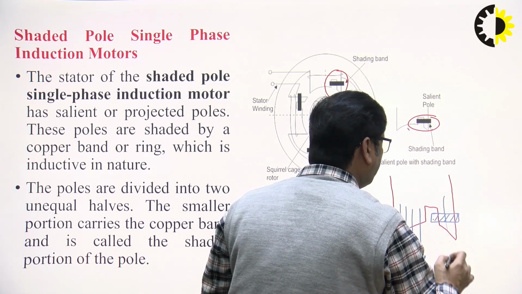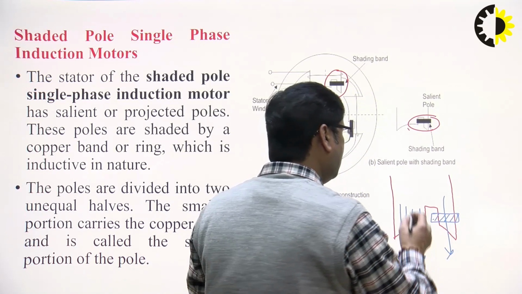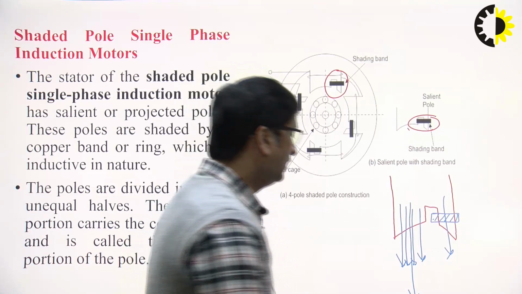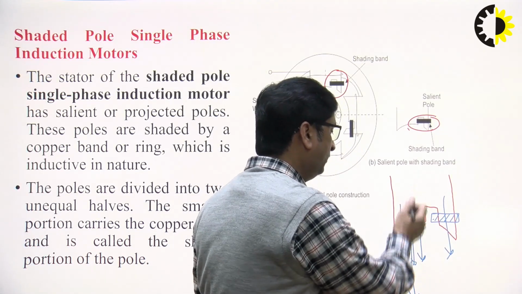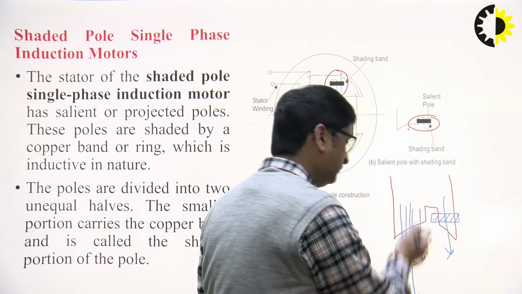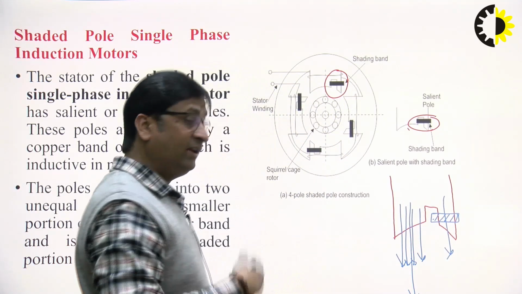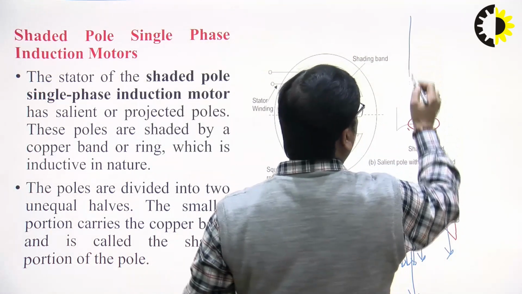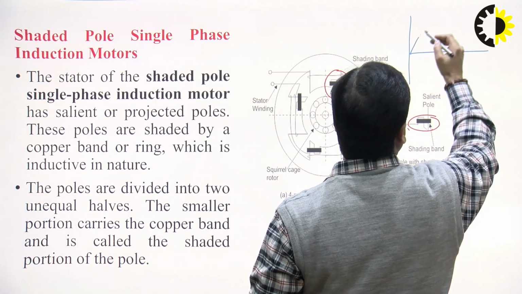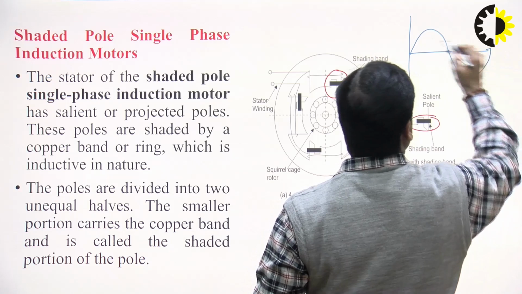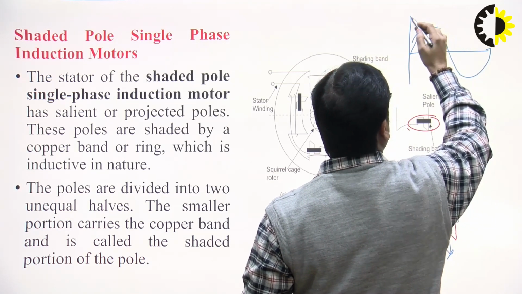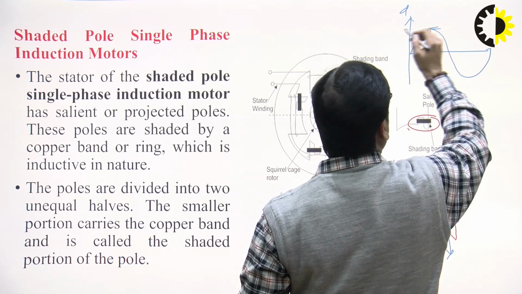and the weak flux will flow through the shaded part. Hence, the resultant magnetic axis will be in the unshaded part. Next, the flux reaches its peak value, because the flux, the AC flux, goes like this. This is the first part, when it is increasing. This is the constant part at peak phi m.